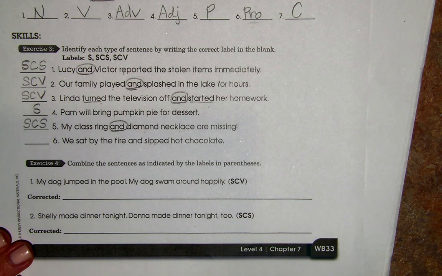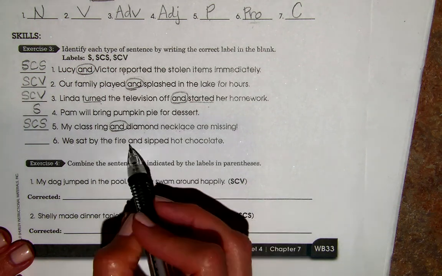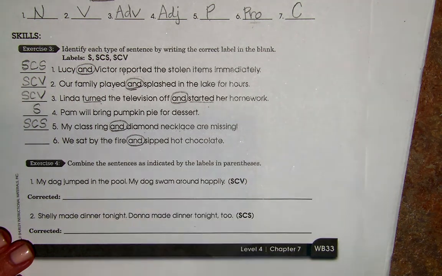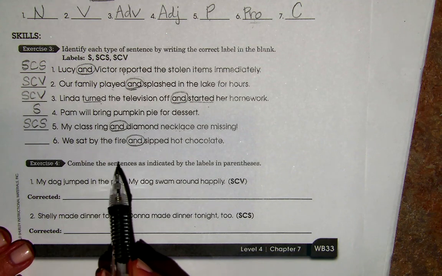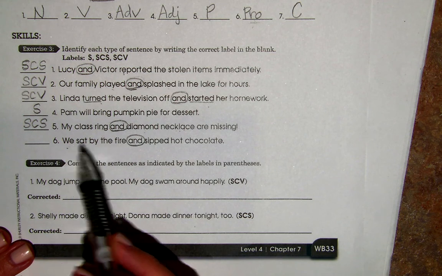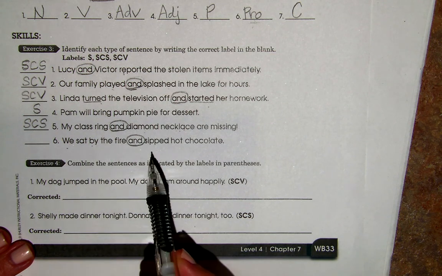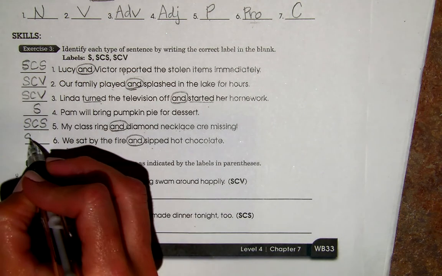We sat by the fire and sipped hot chocolate. If I were classifying this sentence, well, first let me look for a conjunction. I see one here. So if I were classifying the sentence, I would say, who sat by the fire and sipped hot chocolate? And it would be we, subject pronoun. What is being said about we? We sat and we sipped. So those are two verbs. So that would be a simple sentence with compound verbs.